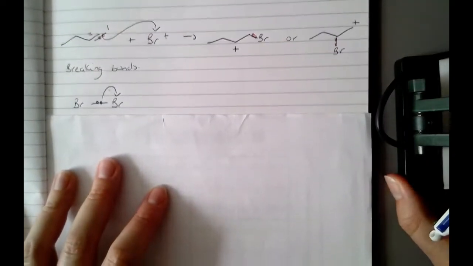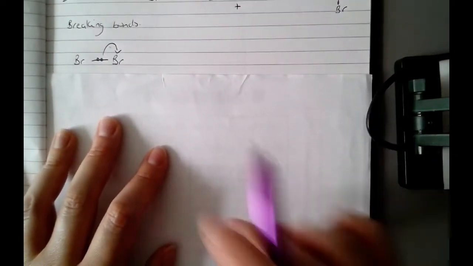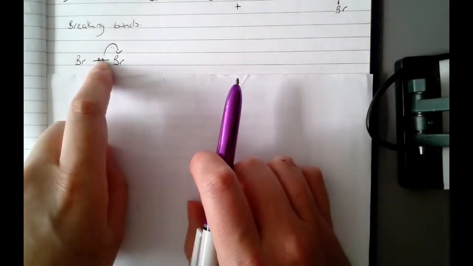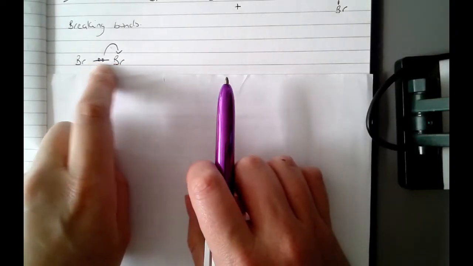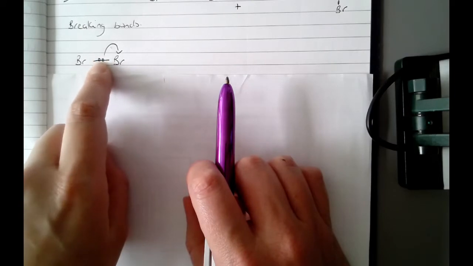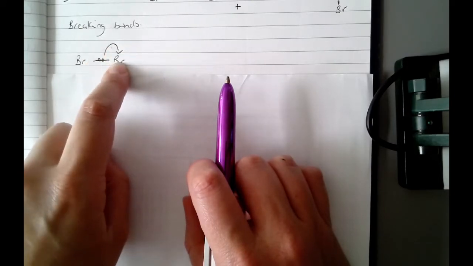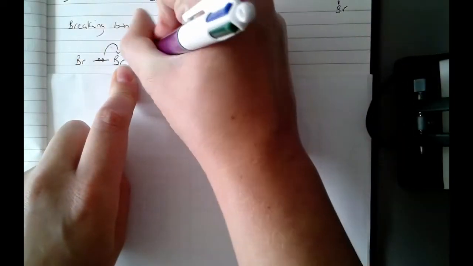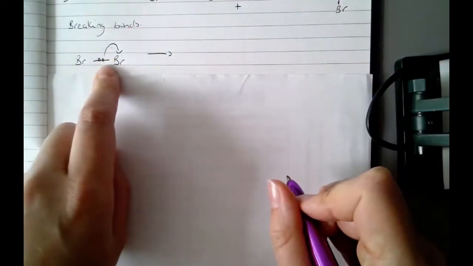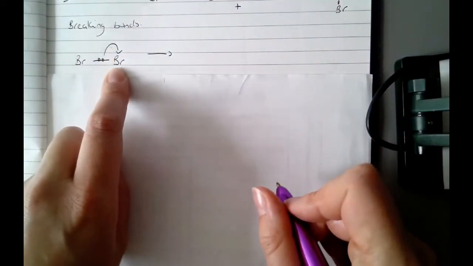So again, we have seen this in some of the mechanisms that we've looked at. Here I've got bromine bonded to bromine, and that covalent bond between them represents a pair of electrons, and I've got a curly arrow showing that the electrons are going from the bond to one bromine and one bromine only. So this is an example of heterolytic fission. The bond is breaking and both electrons go to one bromine.